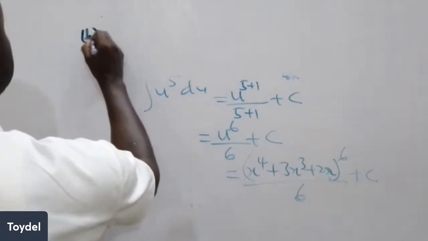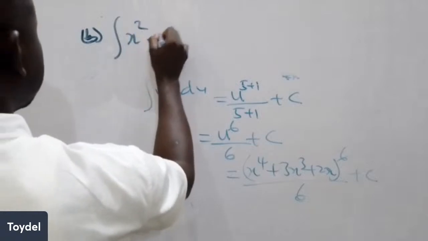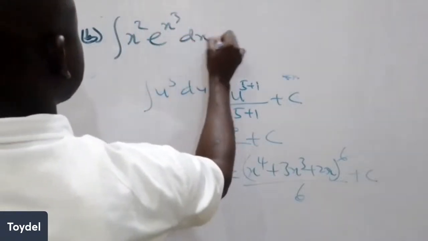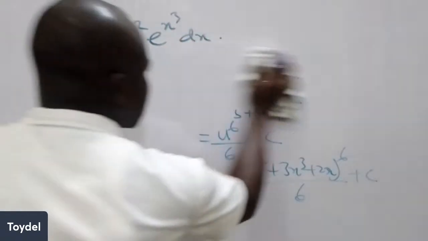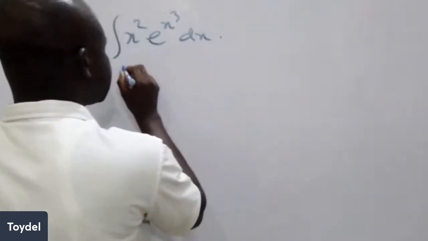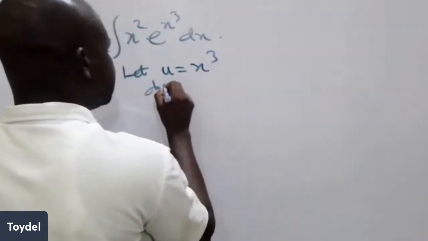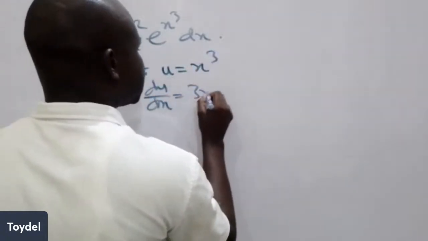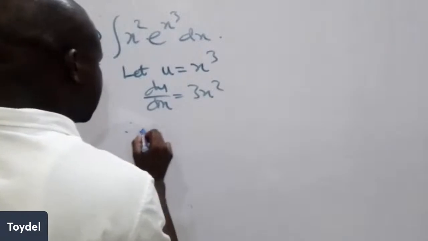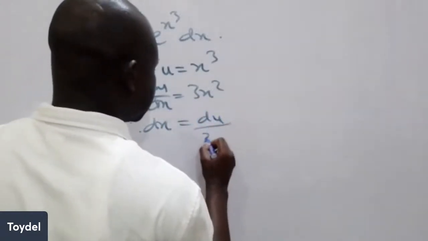The second question under example 2, where we have integral s squared e s cubed dx. So what do we do here? So look at it very well. You have something in the form of s squared, s cubed. That tells us that something can actually cancel out. We just say let u be equal to s cubed, so that du dx will be equal to 3s squared when I differentiate this. Then if I make dx subject of the formula, I'm going to have dx to be equal to du all over 3s squared.